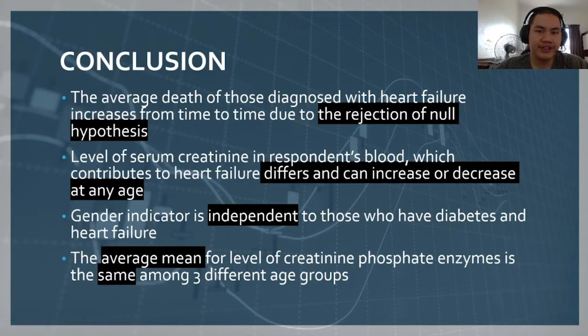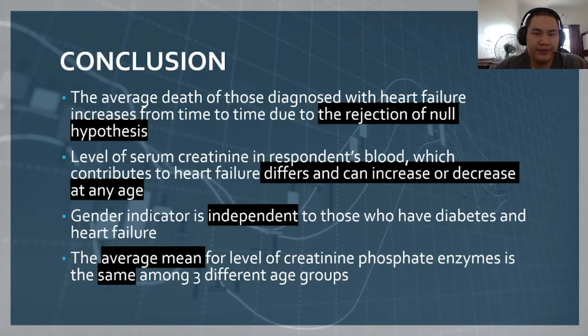So for our conclusion, we can say that the average death of those who are diagnosed with heart failure increases from time to time because of the rejection of the null hypothesis. Because as you can see from our first hypothesis test that we conducted, which is the hypothesis testing of one sample, the average death is more than 50%. And also from correlation tests, we can say that the level of serum creatinine in each respondent's blood differs from one another, and it can increase or decrease at any age.